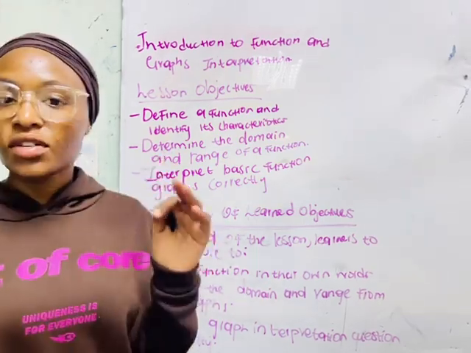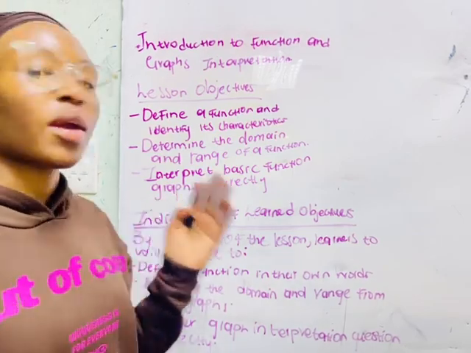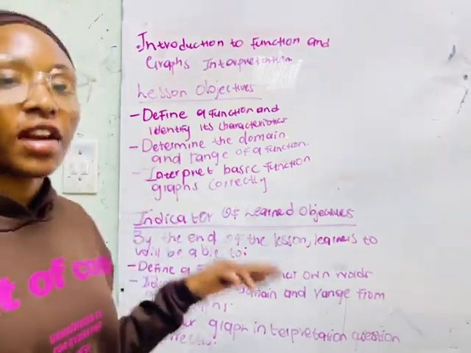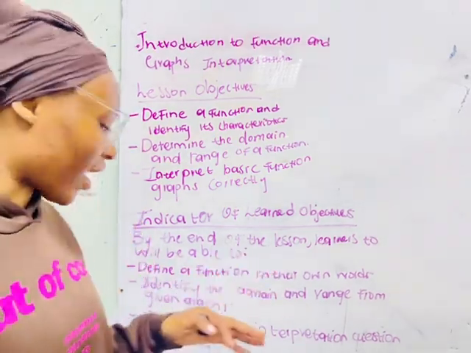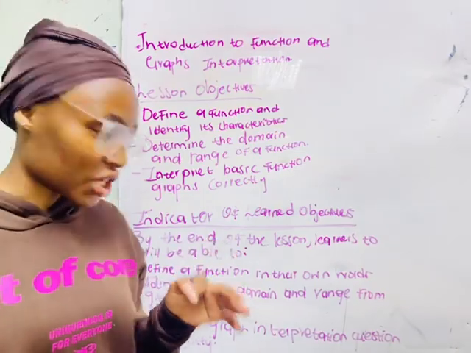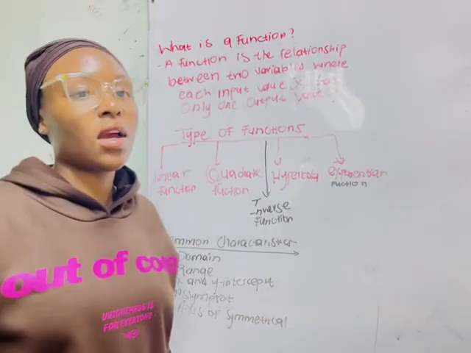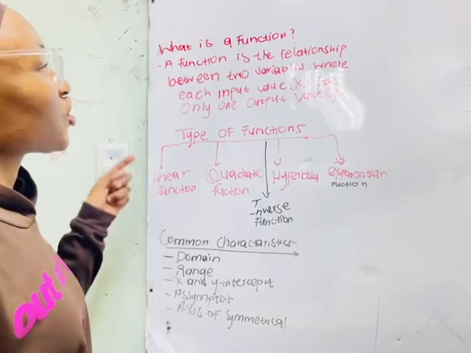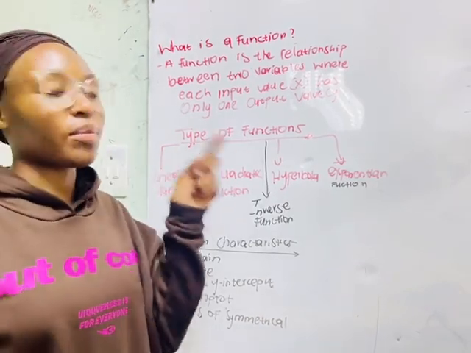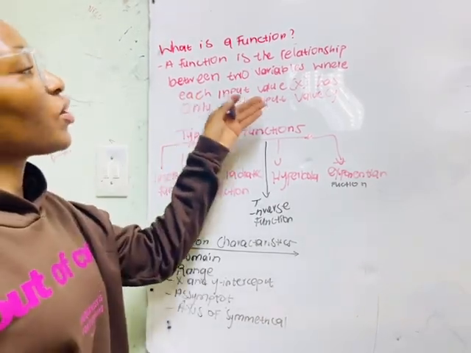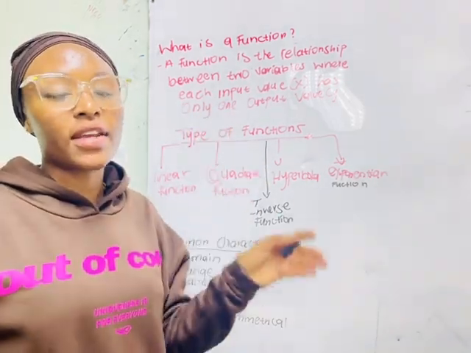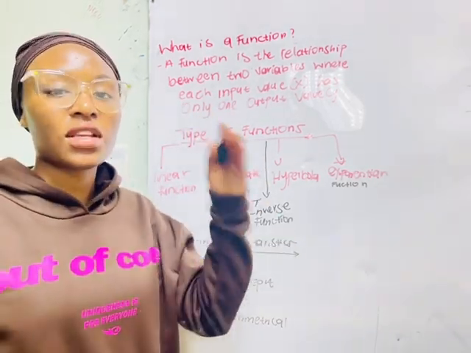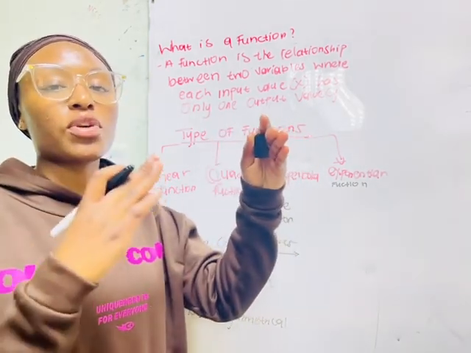So by the end of the lesson, learners will be able to define the function in their own words, identify the domain and the range from the graph, and also answer the graph interpretation questions. What is a function? A function is the relationship between two variables where each input value x has only one output value of y. It means that where there's a value of y, there's a corresponding value of what?